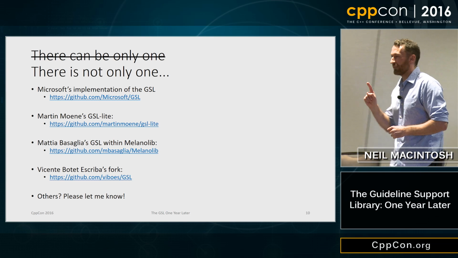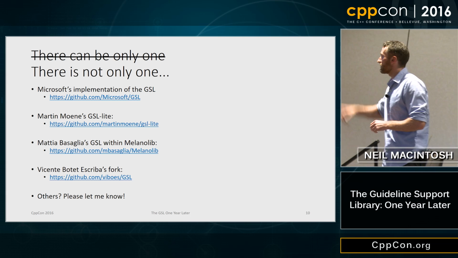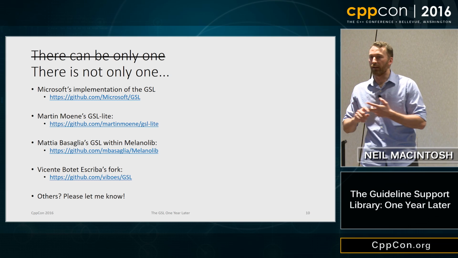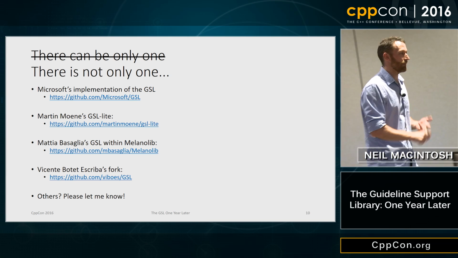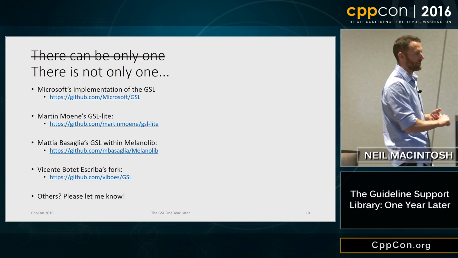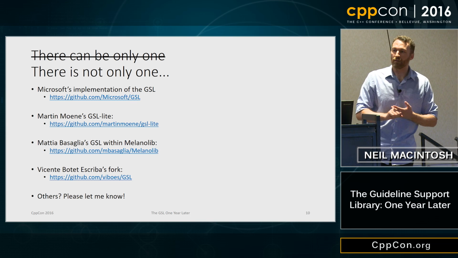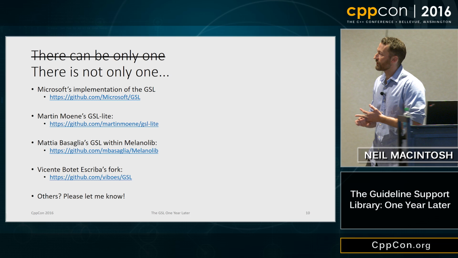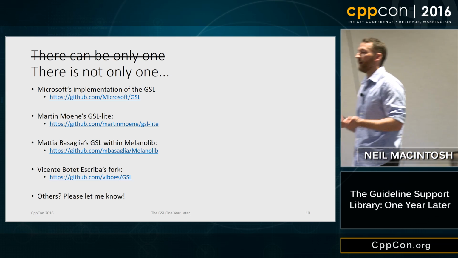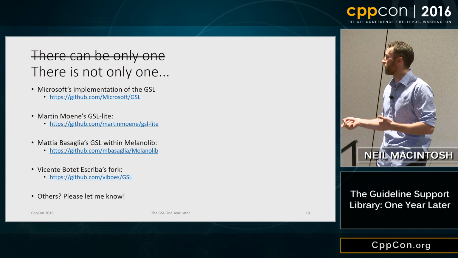Unlike Highlander, there's not just one. There cannot be only one. There's multiple GSLs. So there's ours, but Martin Mörner, Mattia Basaglia have both contributed implementations of the GSL that fit in a single header file, support C++98 compilers much better than our implementation does, which is basically not at all. And just have some slight variations in the way they do things. And just recently, Vicente has forked our GSL, and he's got an aim as well of providing better down-level compiler support with variations on our implementation.